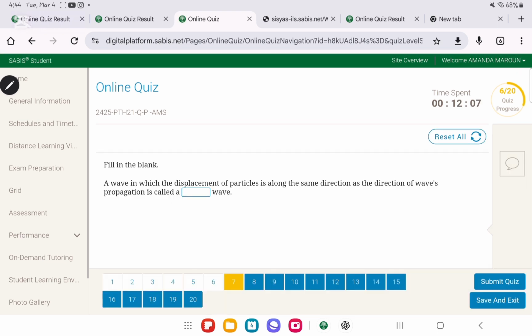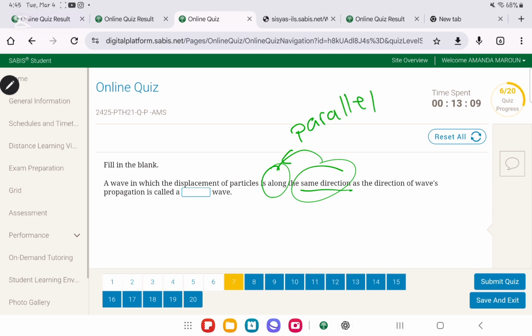So a wave in which the displacement of particles is along, keep in mind, along means parallel, the same direction. Now look, this could get you into a small trick. We know that in transverse waves the particles move perpendicular to the wave, whereas in longitudinal waves the particles travel along the same direction, that means parallel to the wave. So please read it in context.